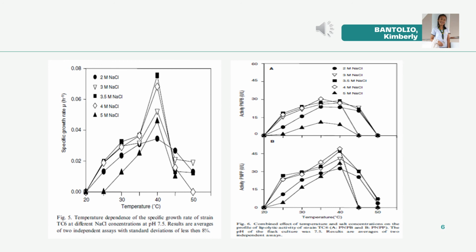And the next figure shows the combined effect of temperature and salt concentrations on the profile of lipolytic activity of strain TC6. A is the PNB, and then B is the PNP. The pH of the flask culture was 7.5, and results are the average of two independent assays. So that's all.